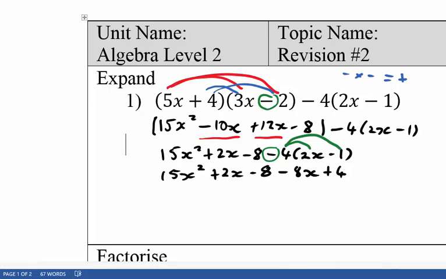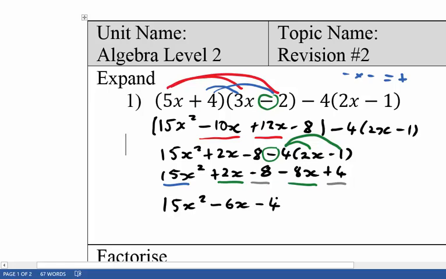Now again I need to simplify, so I can look and I can say, okay, I have an x squared there. Are there any other x squareds? No. I have an x there. Are there any other x's? Yes, there's an x there. And I have a negative 8 here, which is a number, and a number by itself there. So I can add those two. I'll leave the 15x squared because there are no other x squareds, but I can add these x's together. So 2x minus 8x would be negative 6x, and then negative 8 plus 4 is negative 4. And so that's the answer to the first one.